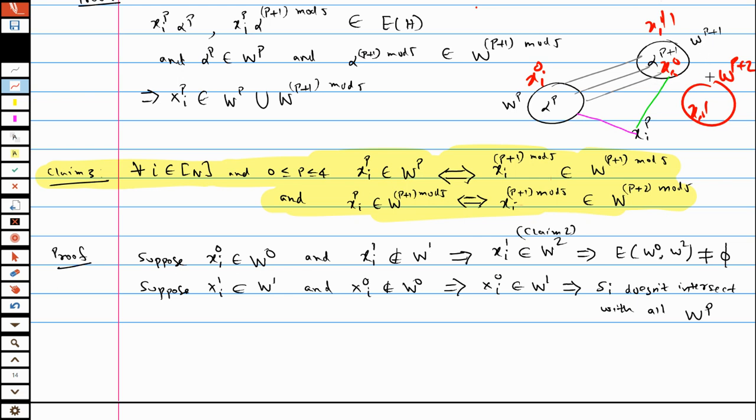Because it has only two choices, W(p+1) and W(p+2), right? So basically, I prove that it can't be in W(p+1). So let's look at this proof first. The forward direction says that it's fine.